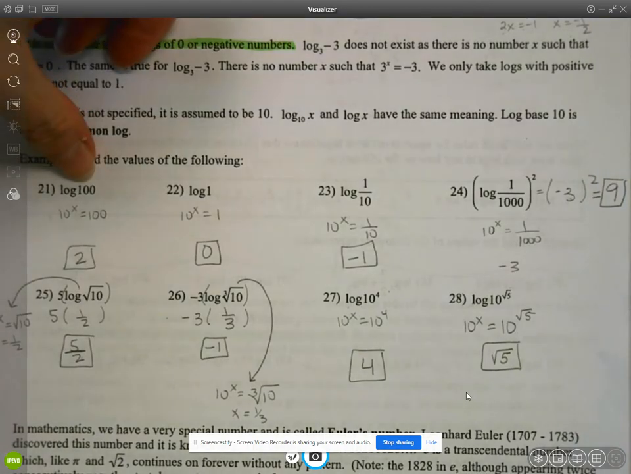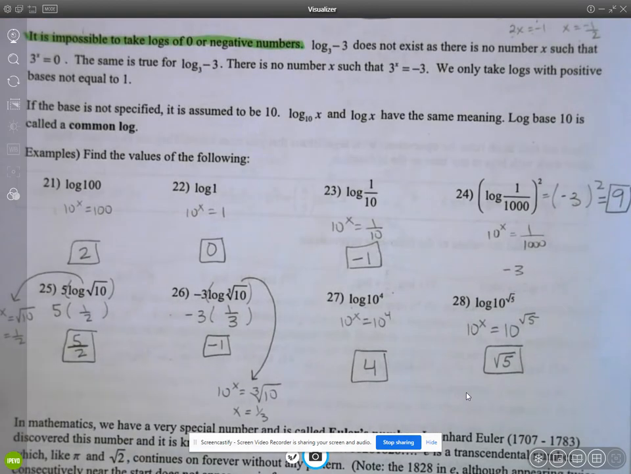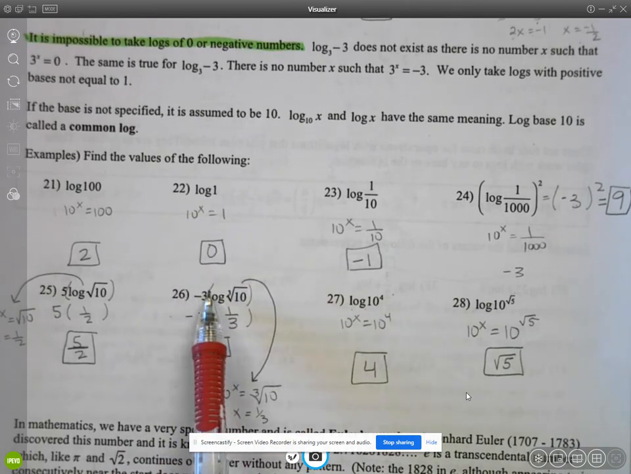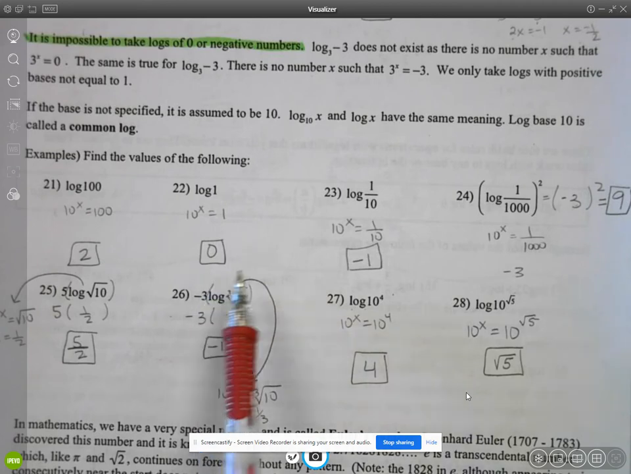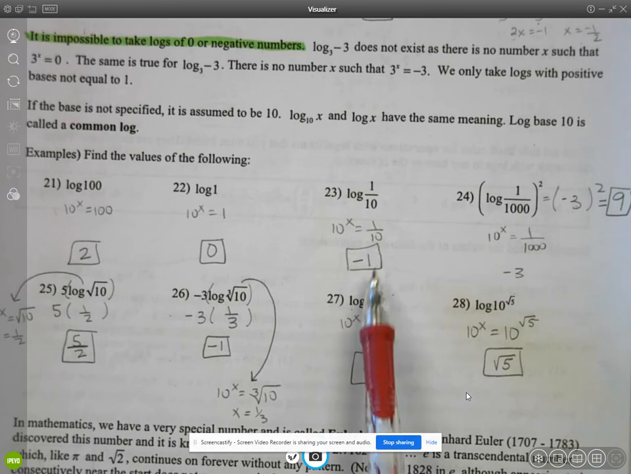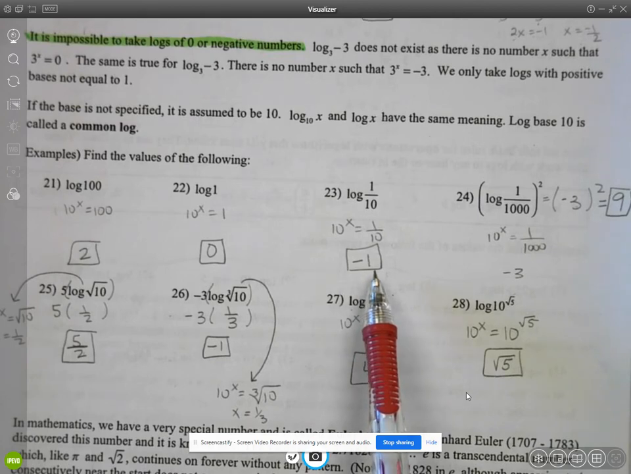This one is saying 10 to what power is 100. So 10 squared is 100. 10 times 10 is 100. This one is 10 to what power is 1. So that's 0 because anything to the 0 is 1. Here we have 10 to what power is 1/10. So we get negative 1 because it was a fraction. To make it not a fraction, it would need a negative exponent.